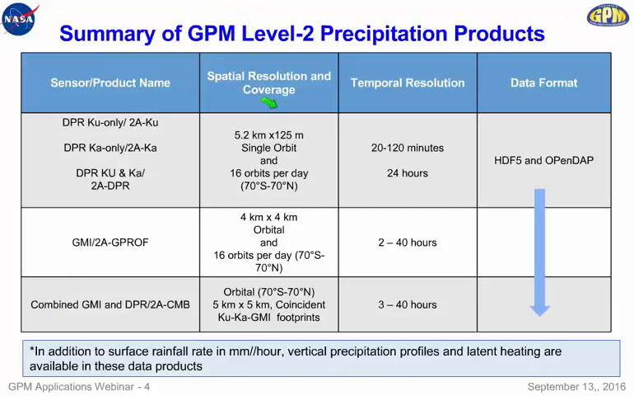And resolutions vary from about 5 kilometers all the way to more like a few tens of kilometers, depending on which products you're using. Temporal resolution also varies from about an hour or half hour all the way to about 40 hours. These are all available in HDF5 format, and they all provide surface rainfall rate, and in addition also provide vertical profiles of hydrometeors that help in deciding latent heating of the atmosphere.